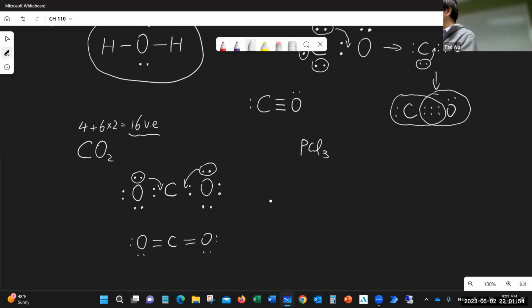And then you're going to assign the dots around the side atoms. Then the last part, you're going to assign the central atom. And then double check whether all of the elements follow the octet rule or not.